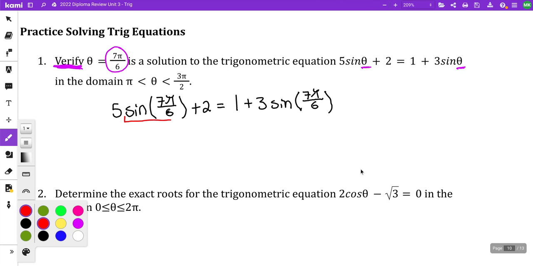Sine means y value. 7 pi over 6 is on your unit circle. Anything pi over 6 is somewhere on your unit circle. So if you look at your unit circle, it's in quadrant 3. So you're going to go all the way around. Your y value down there is going to be negative 1 over 2, I believe. Yeah. So that means this is actually 5 times negative 1 over 2 plus 2 equals 1 plus 3 times negative 1 over 2.